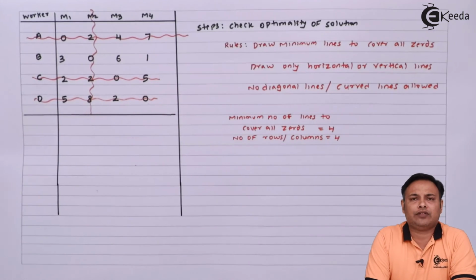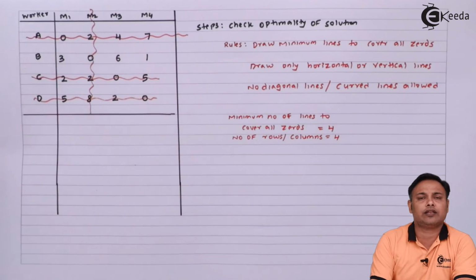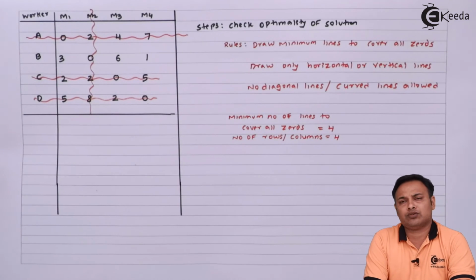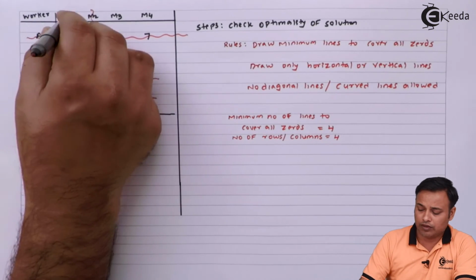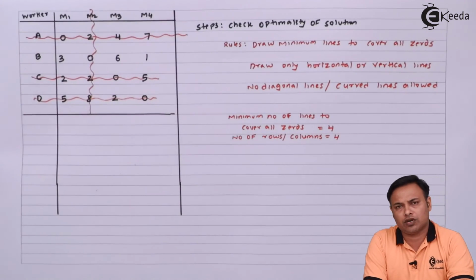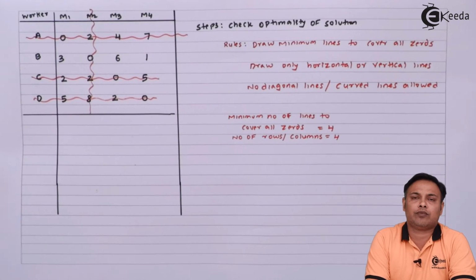The minimum number of lines to cover all the zeros: 1, 2, 3 and 1 vertical line, that is 4. So the minimum number of lines to cover all the zeros is 4, and मेरा number of rows and columns भी कितना है? A, B, C, D, 4 rows, M1, M2, M3, M4, 4 columns. My number of lines to cover all the zeros is exactly equal to the number of rows or the number of columns, either one. And then I can say, अगर ये match हो गया 4, 4, तो I will say that my solution is optimal.